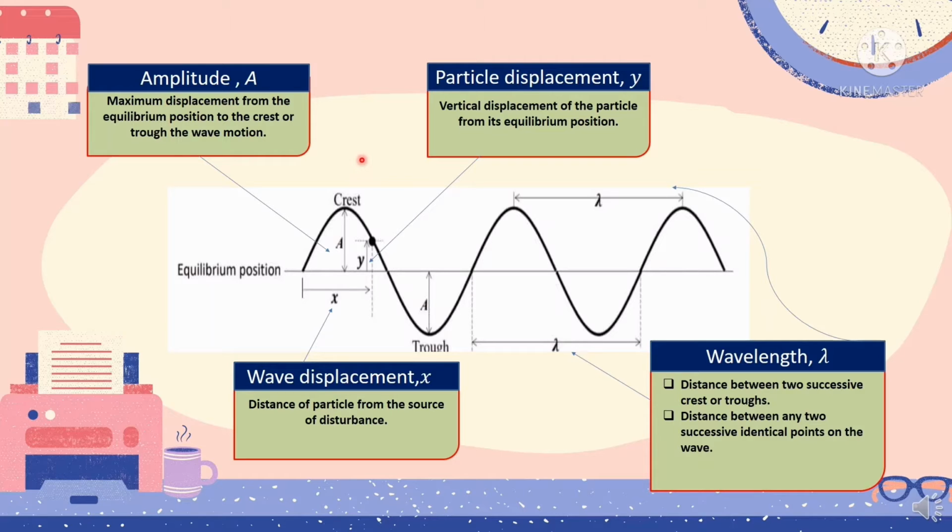So, these are the terms used to describe waves. The first one is amplitude, with the symbol of capital A, which is defined as maximum displacement from the equilibrium position to the crest or trough of the wave motion. So this is the equilibrium position. The maximum displacement from the equilibrium position is called amplitude. So this is the amplitude, and this is also the amplitude.